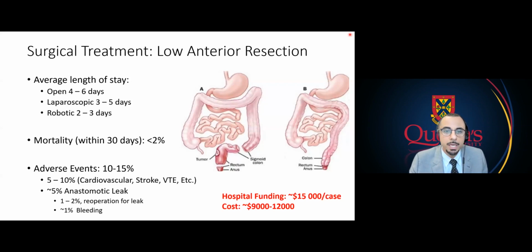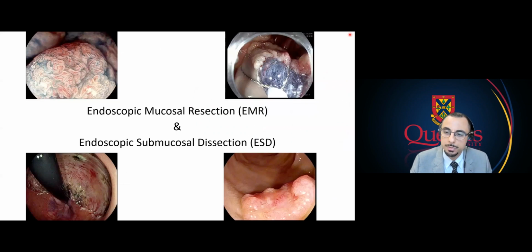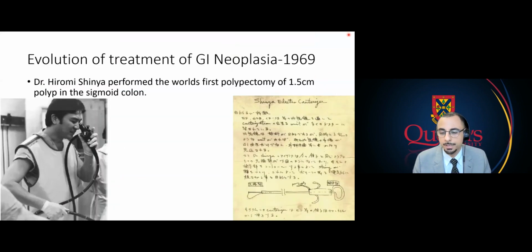So now I'm going to move on, and we'll talk about endoscopic mucosal resection and endoscopic submucosal dissection. So in terms of the evolution of the treatment of removing GI neoplasia, it really started in 1969 in terms of endoscopic resection. So Dr. Hiromi Shinya performed the world's first polypectomy of about a 1.5 centimeter polyp in the sigmoid colon. And then he published his experience of the first 100 polypectomies in the New England Journal of Medicine in 1973. And here you can see his drawing really of a snare, and things haven't changed very much since then. They're very similar in terms of how they look and how they operate.